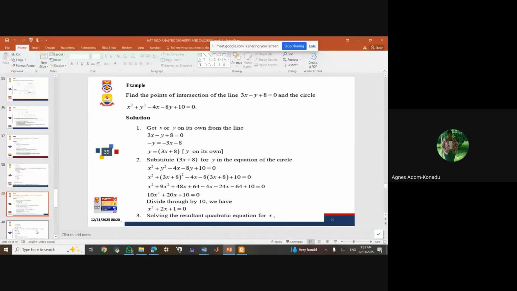Then there's another one. We want to find the point of intersection of the line 3x minus y plus 8 equal to 0 and x squared plus y squared minus 4x minus 8y plus 10 equal to 0.